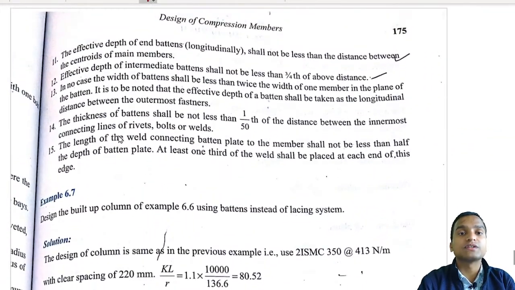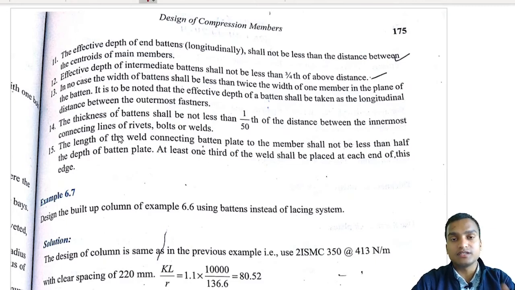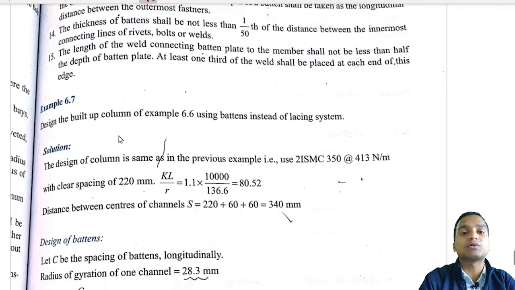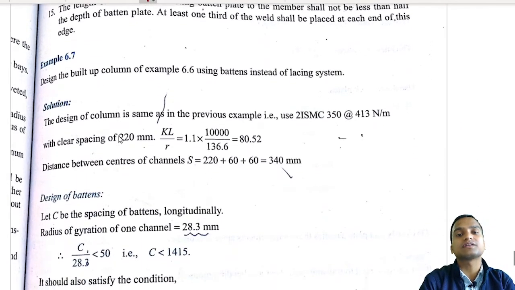And of course, effective depth of end batten shall not be less than this, and then the thickness of batten shall not be less than 1/50th of the distance between the innermost connecting lines of rivets. Alright, so all these rules are very easy to understand, and almost similar concept is again used, and in this given numerical also we can see how the design of built up columns is done here.